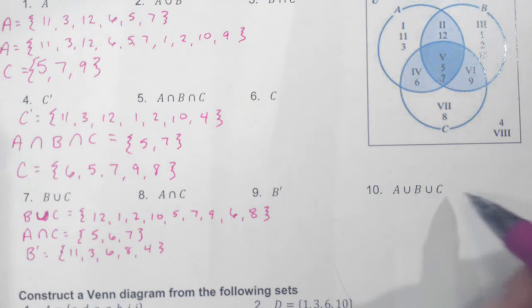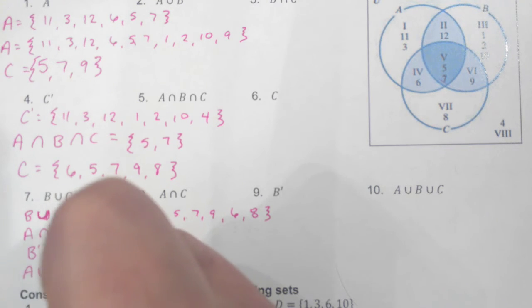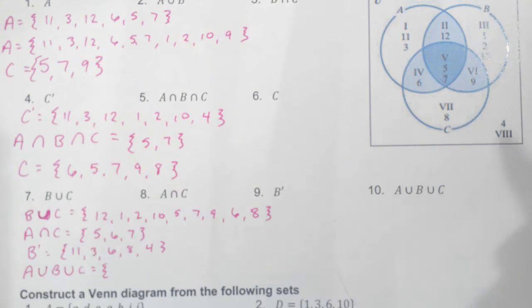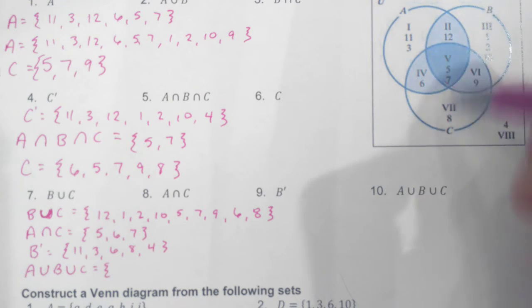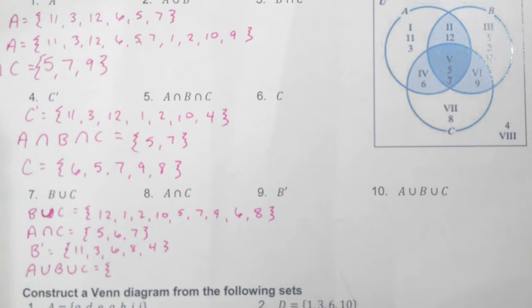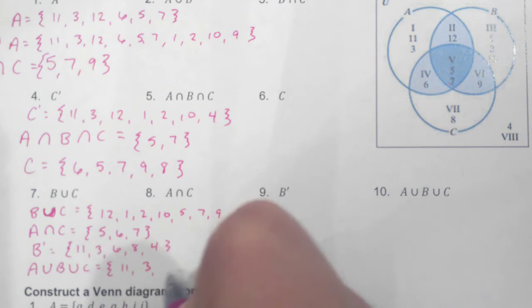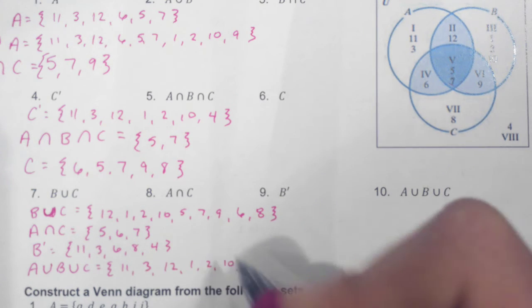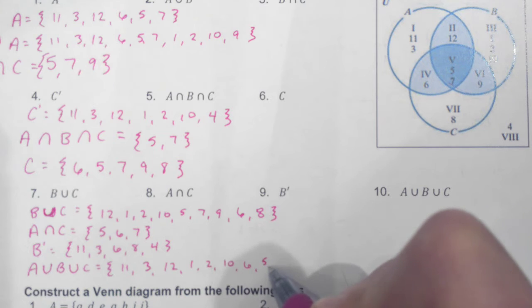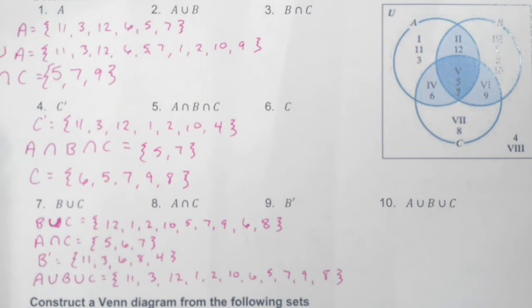And then the union of A, B, and C. So the union is what's in A, what's in B, what's in C, list them all. So that's every single number except for 4, right? So let's see, 11, 3, 12, 1, 2, 10, 6, 5, 7, 9, and 8. There they are. Let me know how you did in the comments below.